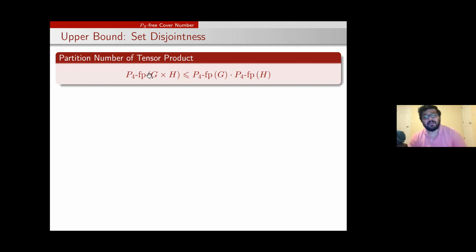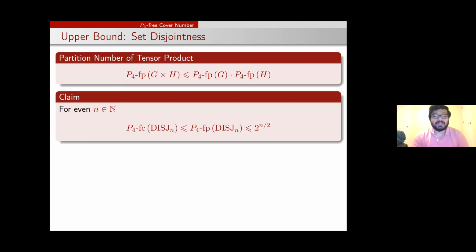We prove the following fact, that the partition number of a tensor product of 2 graphs, G and H, is at most the product of the partition number of G and the partition number of H. I'm not going to prove this fact. This fact is not that difficult to prove, but we are going to use this to prove the other results. So now we shall use the fact that disjointness has this tensor product structure to prove that the cover is at most 2 to the power n/2.